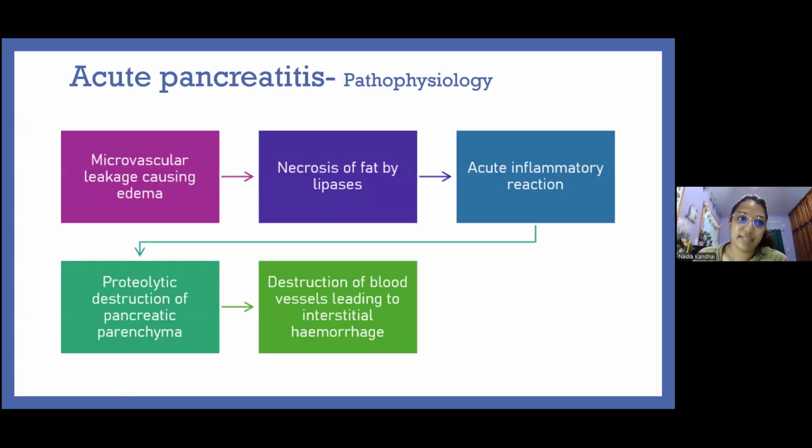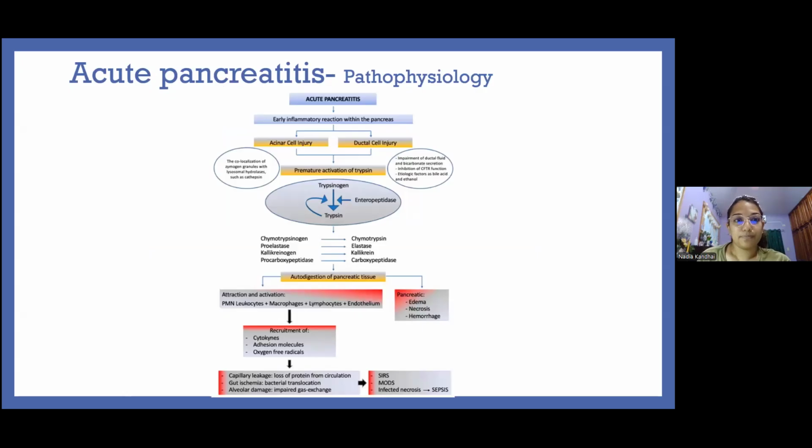So to summarize that, microvascular leakage causing edema, necrosis of the fat by the lipases causing an acute inflammatory reaction, the proteolytic destruction of the pancreatic parenchyma, and then the destruction of the blood vessels, leading to interstitial hemorrhage. And a more detailed pathophysiology of the acute pancreatitis.